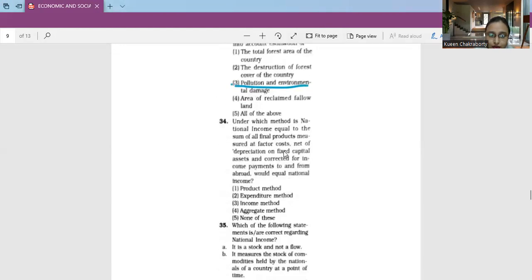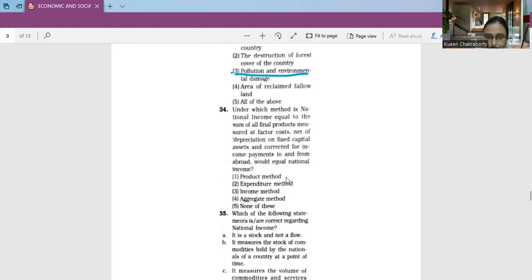Next, moving on to question number 34. Under which method is national income equal to the sum of all final products measured at factor cost, net of depreciation on fixed capital assets, and corrected for income payments to and from abroad? Firstly, we have the product method. Number two, the expenditure method, number three, income method, number four, aggregate method, and number five, none of these.